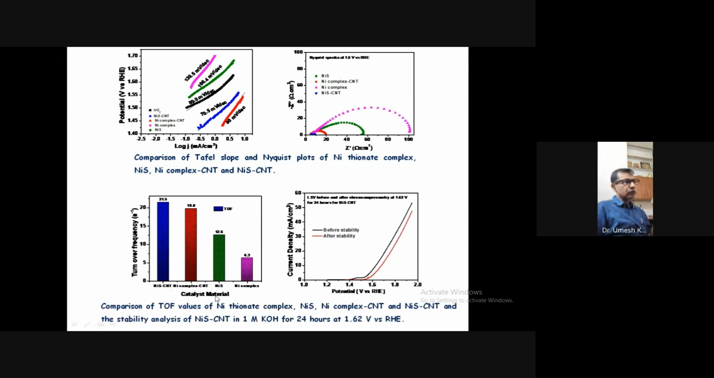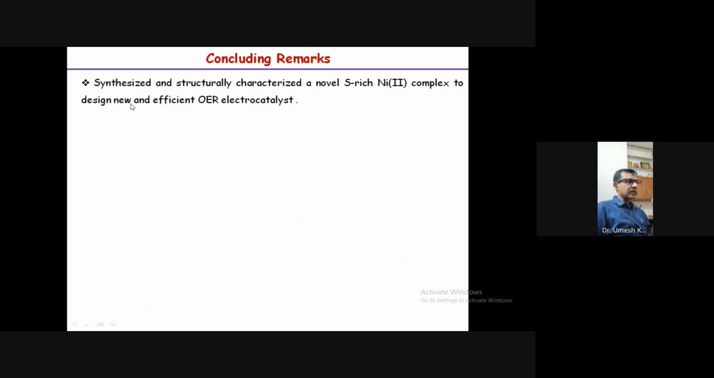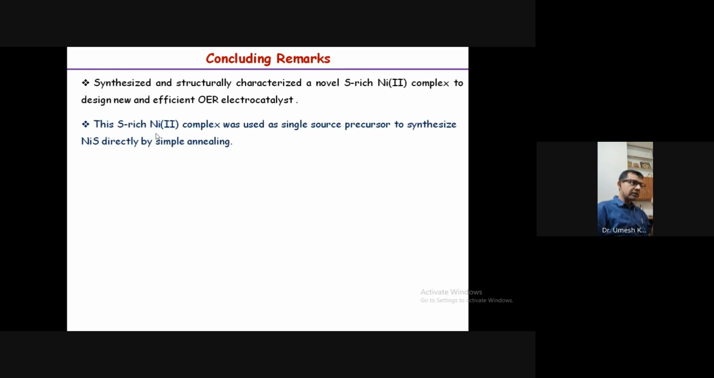The TOF values indicate that nickel sulfide CNT has the higher activity compared to nickel complex CNT, then nickel sulfide, then nickel complexes. The stability of these compounds was also tested, before and after, and the catalyst is almost stable during the reaction period. So we have just concluded this here. We synthesized and structurally characterized these sulfur-rich nickel complexes to design new and efficient OER electrocatalysts, and these sulfur-rich nickel complexes were used as single source precursors to synthesize nickel sulfide directly by simple annealing methods.